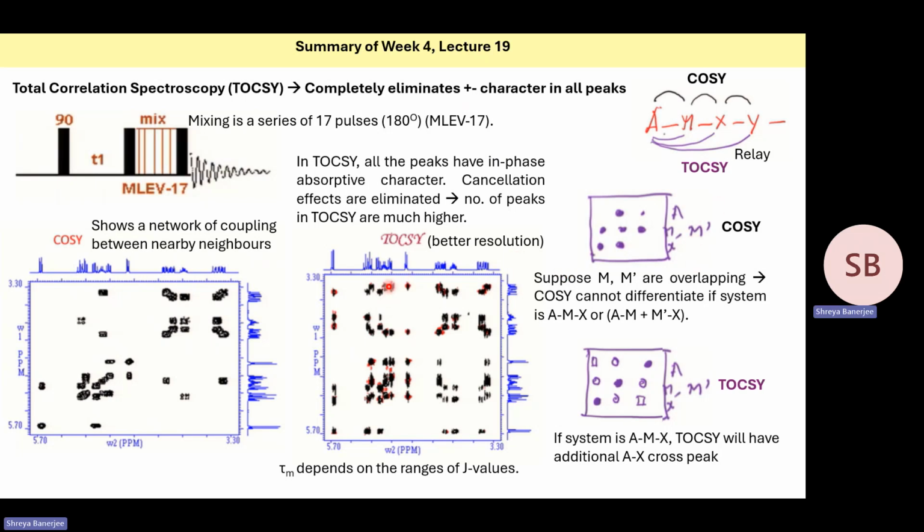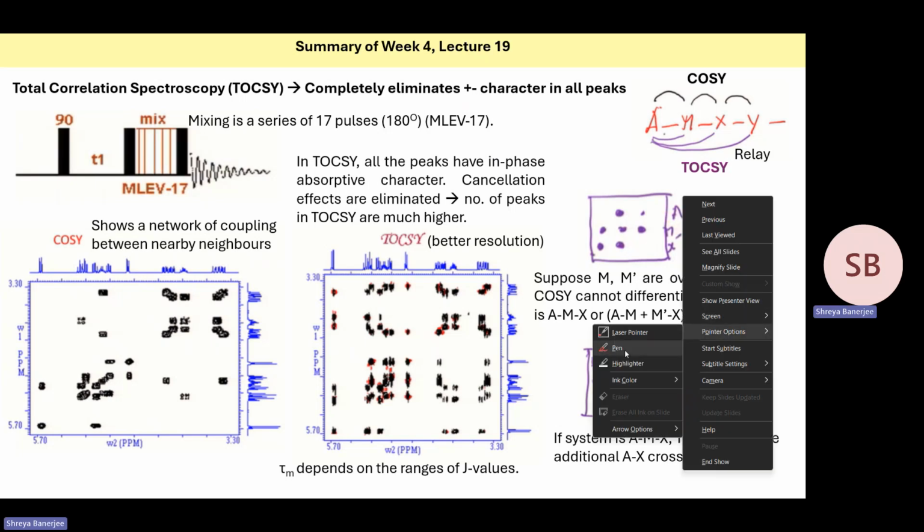So another advantage of TOCSY is that suppose you have three protons A, M, and X, and you have some other proton M dash which is overlapping with M, and you are getting this kind of a TOCSY spectra.